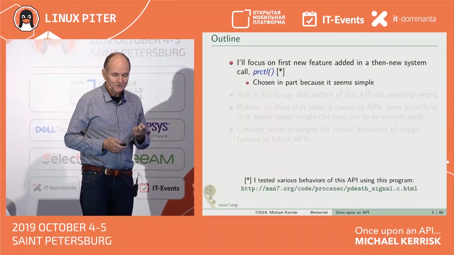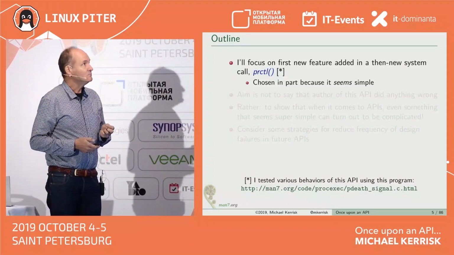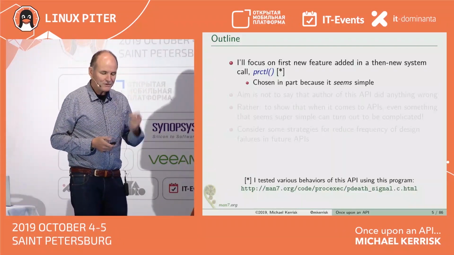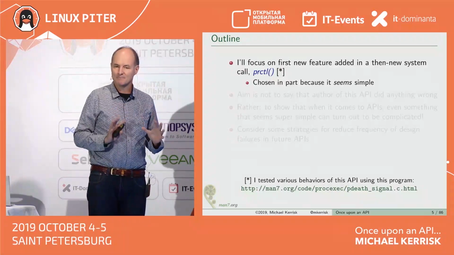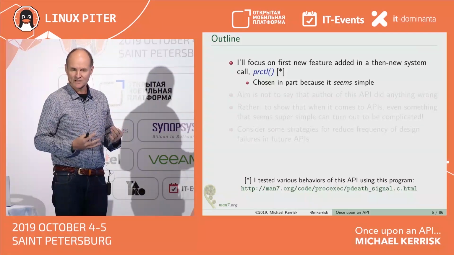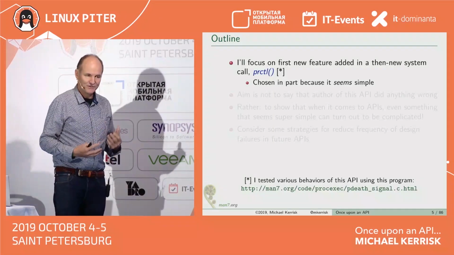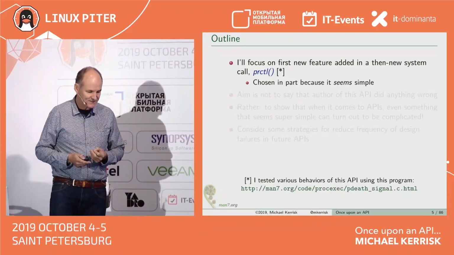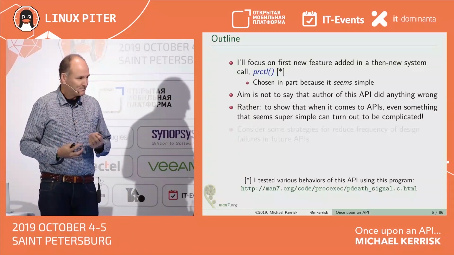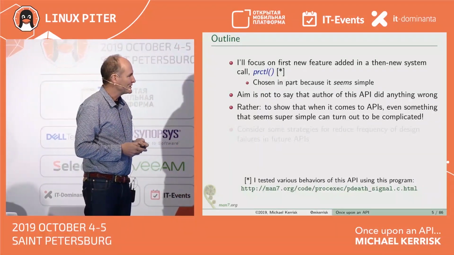So what I'm going to do is tell a story about a certain system call that was added to Linux about 22 years ago. It was added with one new feature back then. By now this system call has many, many features, but back then it had one. I chose it because it's a good example: it seems simple at the start, and then when you drill down, it's surprisingly complex. I'm not trying to say that the person who implemented this API did something wrong, but to show that even when something is quite simple, it can turn out to be quite complex.